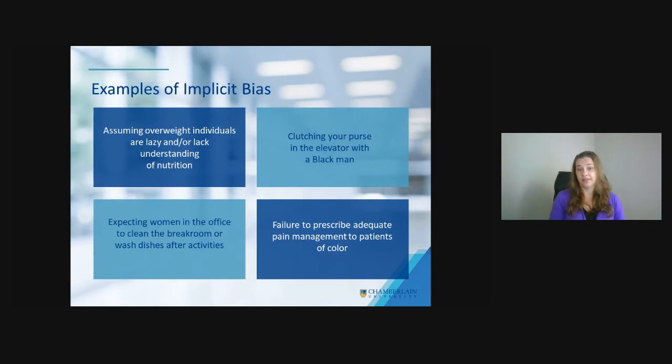Clutching your purse when you're in the elevator with a Black man, that is a manifestation of implicit bias. I actually had an experience a couple of years ago where I was visiting a friend in a downtown apartment building, and it was one of those where you either have to buzz in or swipe your fob, and I was waiting, and a young man was coming up quick behind me, a young Black man, and all of my hair raised on my arms. I became tense, and he was just running up to swipe his fob to let me into the building.